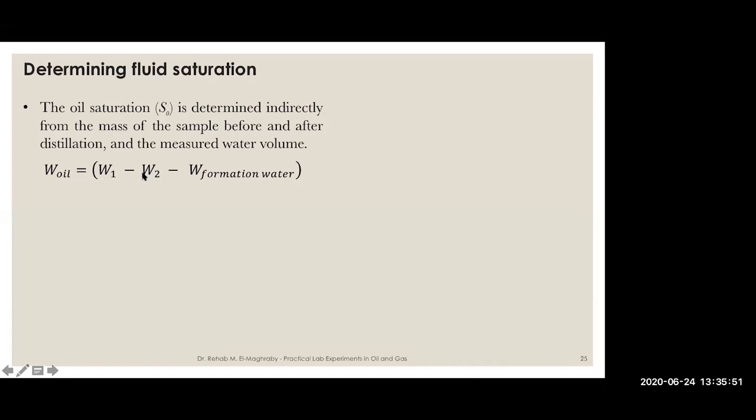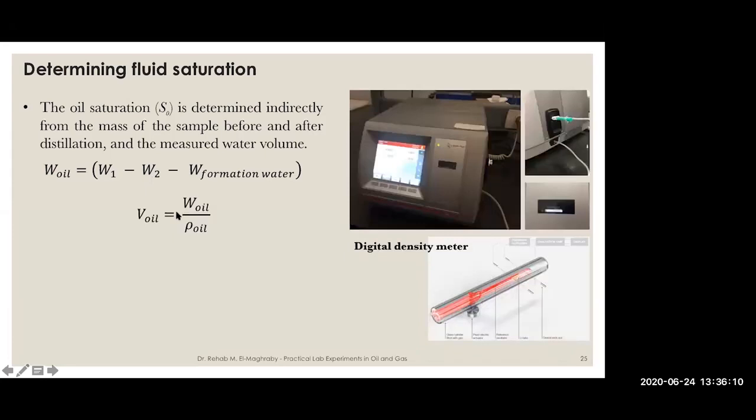Remember, we just calculated the volume of the formation water. And if you know the density of the formation water, you can know the weight of the formation water. Take away the weight of the formation water from W1, take away W2, you will get the weight of oil. Once you get the weight of oil divided by the density of oil, you will get the volume of oil. So volume of oil divided by the pore volume, now you can get the saturation of oil, or the oil saturation.